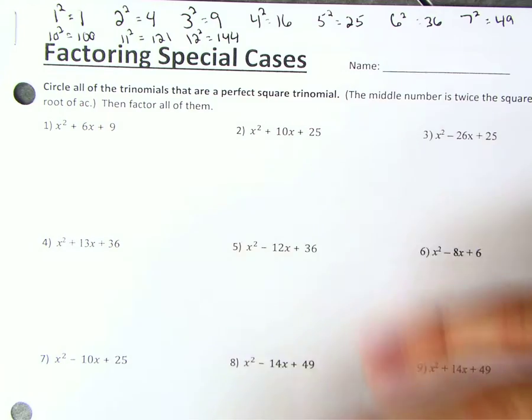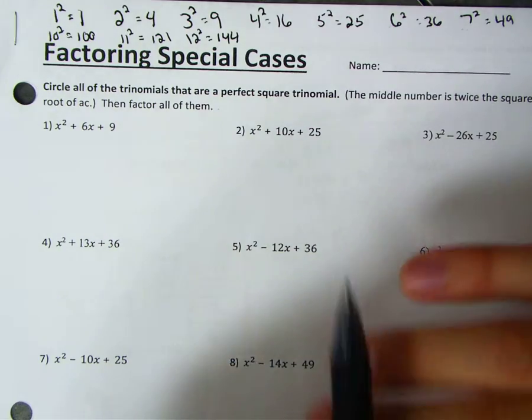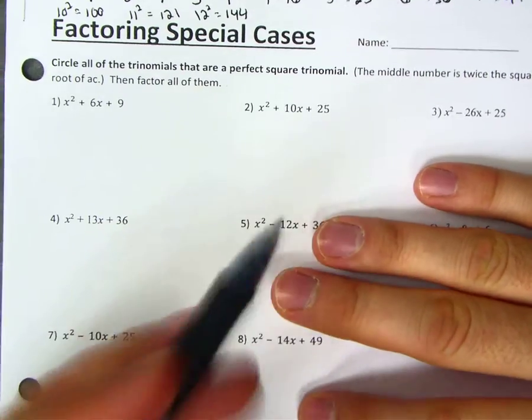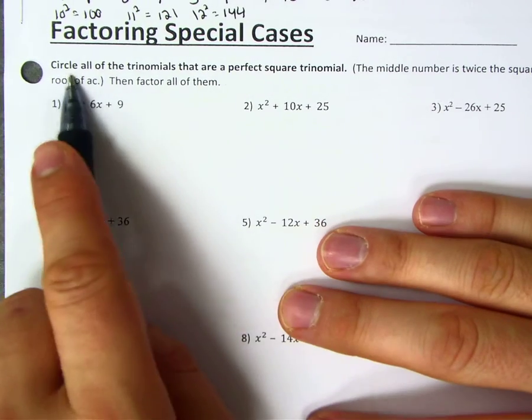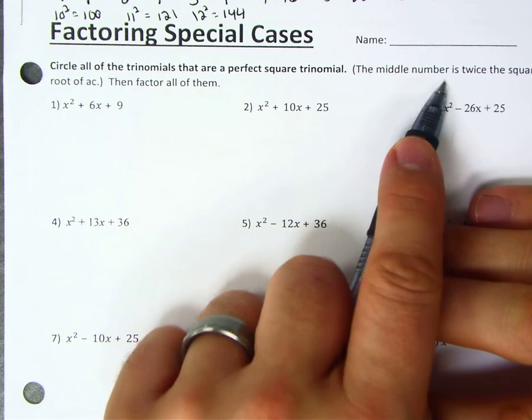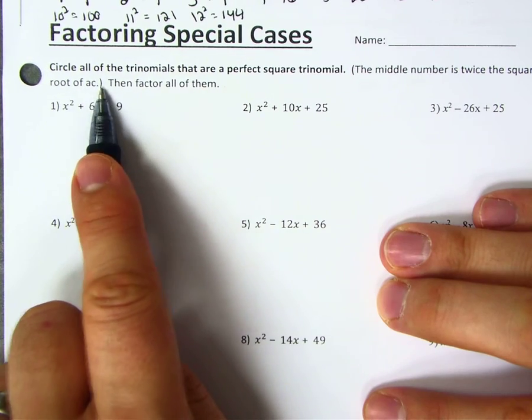So those are most of the ones that you'll need to know, but we just want to talk real quickly about these perfect squares and how we can deal with these when we're factoring. So it says right here, circle all the trinomials that are perfect square trinomials. Then the middle number is twice the square root of AC.